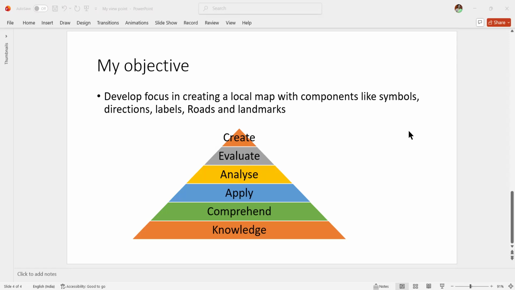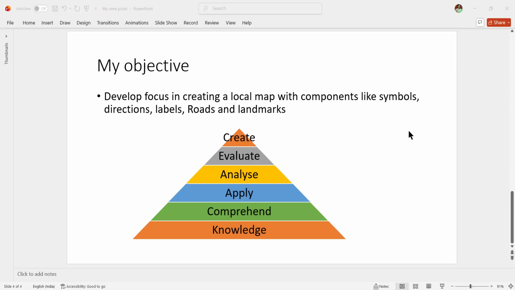Now that we have developed the objective, you will be wondering how exactly to proceed to the class. As given in my objective, the activity for the class will be creating a local map from school to home. Now, after doing this in the class, what should the teacher expect from the students?